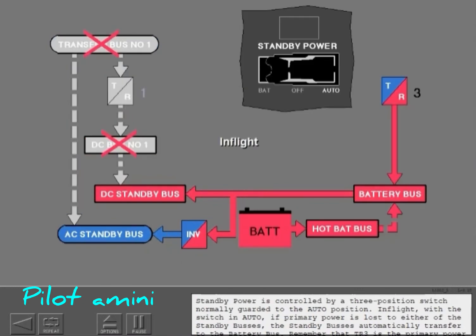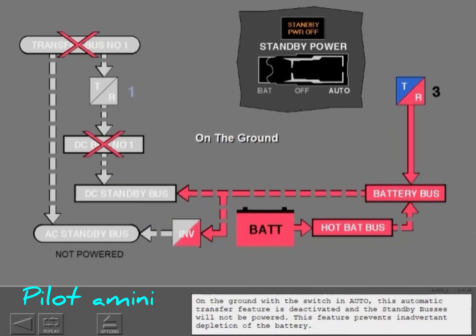Standby power is controlled by a 3-position switch, normally guarded to the auto position. In flight, with the switch in auto, if primary power is lost to either of the standby buses, they automatically transfer to the battery bus. Remember that TR3 is the primary power source for the battery bus, and the battery is an alternate power source. On the ground with the switch in auto, this automatic transfer feature is deactivated and the standby buses will not be powered. This feature prevents inadvertent depletion of the battery.